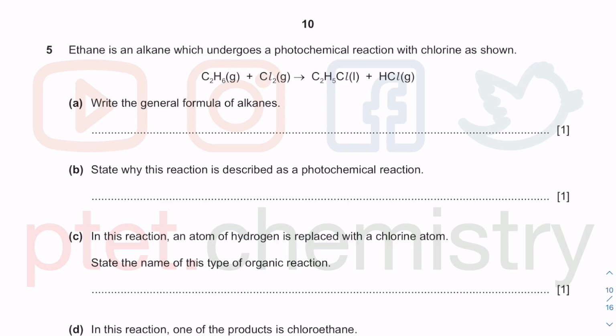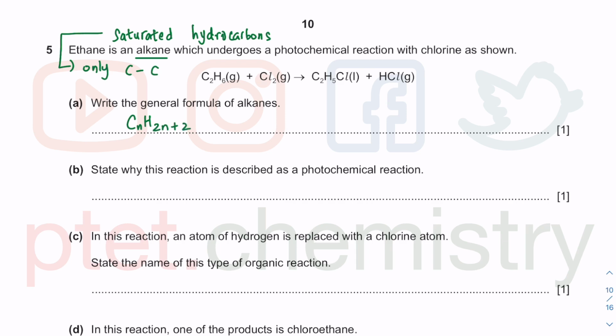This is question number 5, organic chemistry. So ethane is an alkane. We know alkanes only contain carbon-carbon single bonds, and they are saturated hydrocarbons. They contain hydrogen and carbon atoms only. Saturated basically means only carbon-carbon single bonds. Alkanes have a general formula of CnH2n+2. You could see that 2 times 2 is 4, plus 2 is 6. So this is ethane, a 2 carbon alkane.